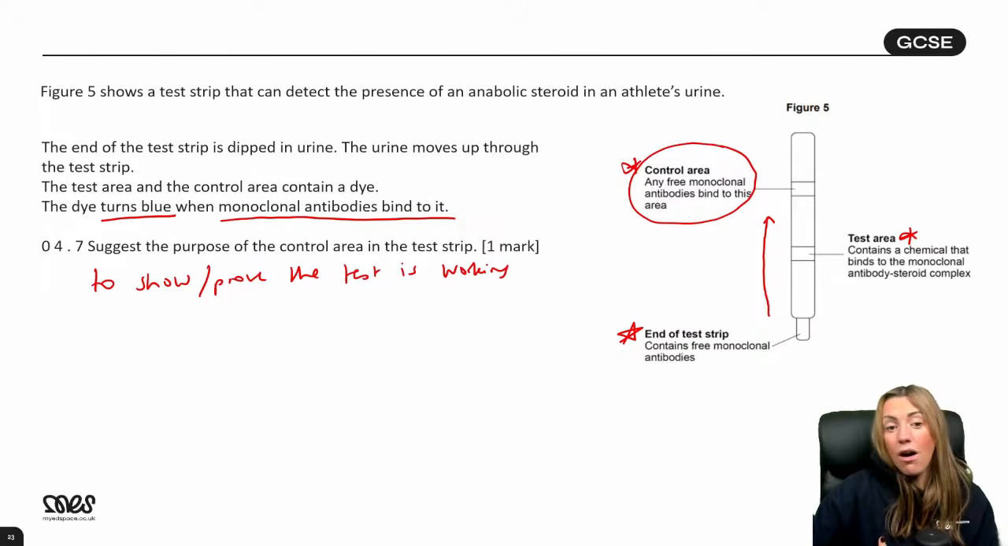Because if there are anabolic steroids in the person's urine, or there's not anabolic steroids in the person's urine, it shouldn't matter. You should always get the dye turning blue in the control area, because any free monoclonal antibodies, and we know the test strip contains free monoclonal antibodies, it says it here, they should move up the test strip as the urine diffuses up the strip. So there should definitely be free monoclonal antibodies binding here and turning the dye blue. So it's just to prove that the test is actually working. It's the same with the pregnancy test. That's always what the control area is for.